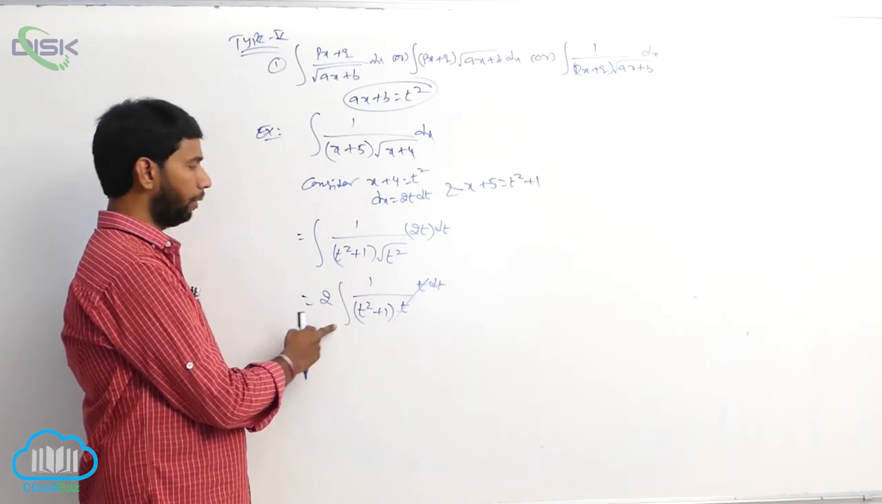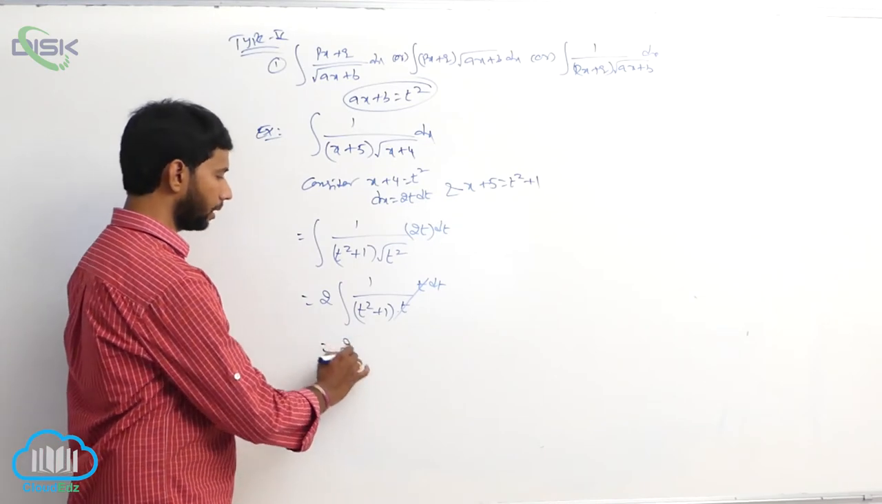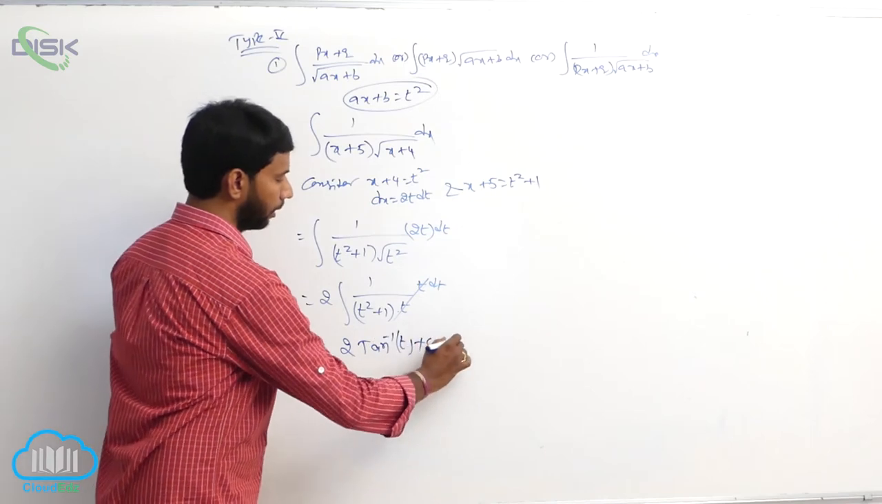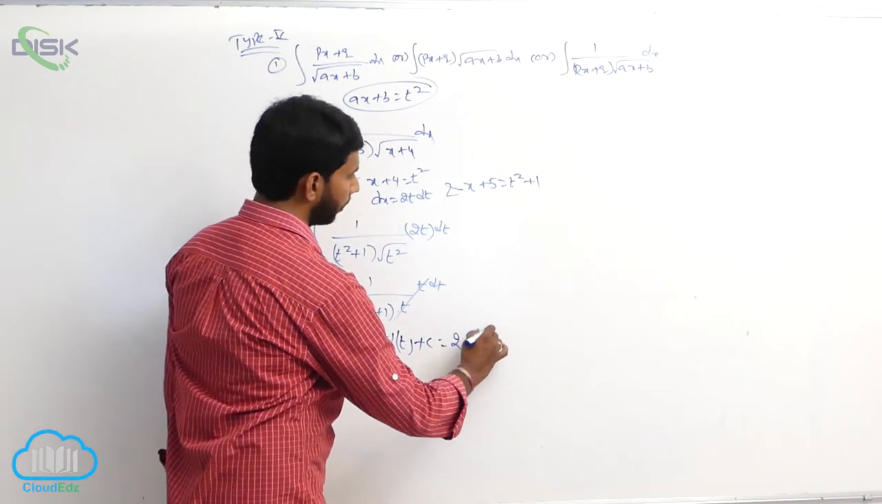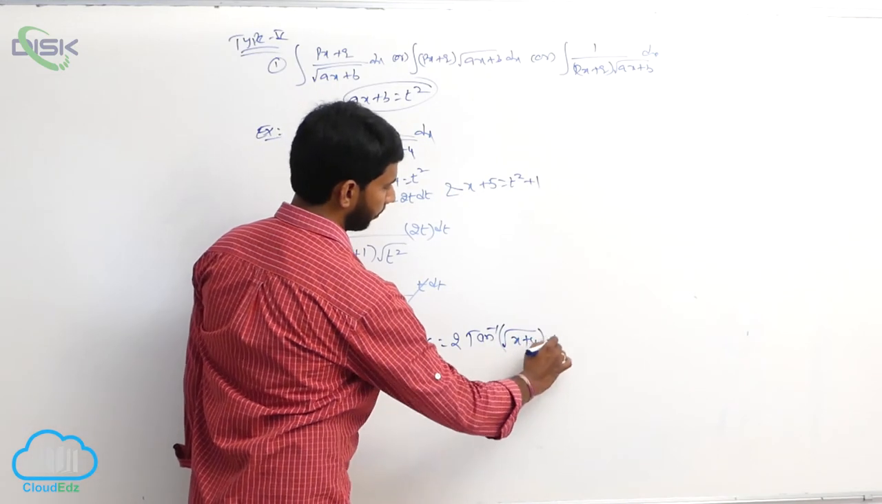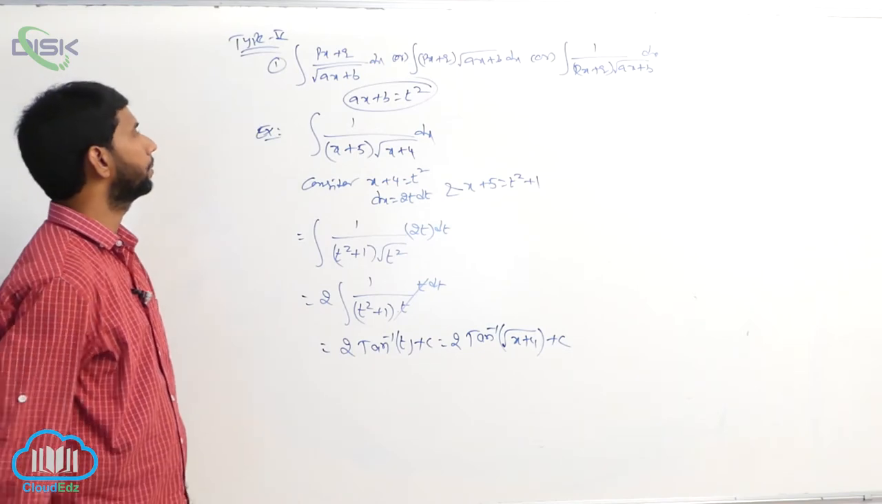The integration is of the form integral of 1 by 1 plus x square. Integral of 1 by 1 plus x square means tan inverse x. So there is tan inverse of t plus some constant. Here t is equal to square root of x plus 4, so the answer is 2 tan inverse square root of x plus 4 plus some constant.